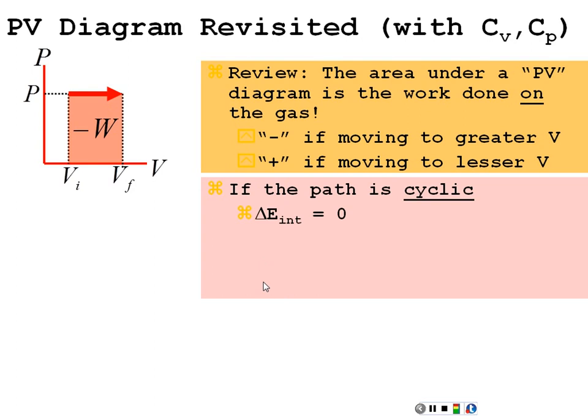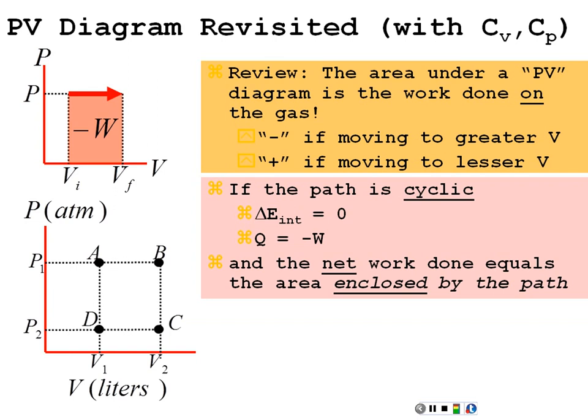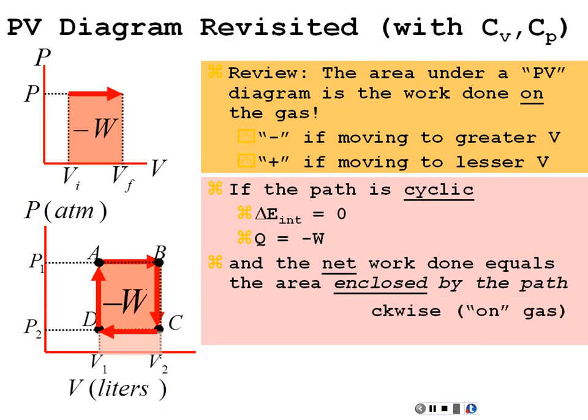So in this particular case, going to a greater volume, negative work done. If the path is cyclic, the change in internal energy would be 0. The heat added would be equal to the negative work done according to the first law of thermodynamics. And the net work done as we go clockwise on this path will be the negative of the area enclosed by the cyclic path. And the heat added will be the positive of that area if we're going clockwise. And then everything would be reversed if we go counterclockwise.